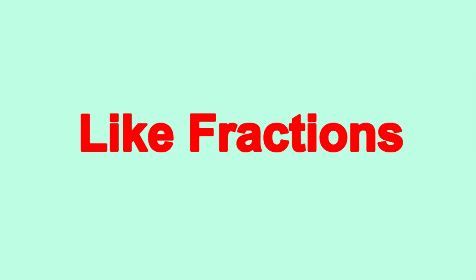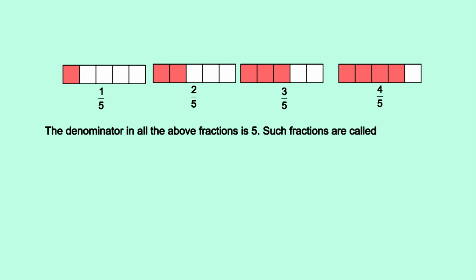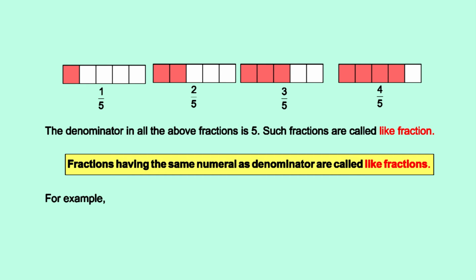Like fractions. 1/5, 2/5, 3/5, 4/5. The denominator in all the above fractions is 5. Such fractions are called like fractions. Fractions having the same numeral as denominator are called like fractions. For example, 3/8, 1/8, 5/8, 6/8, 4/8, etc. are all like fractions.